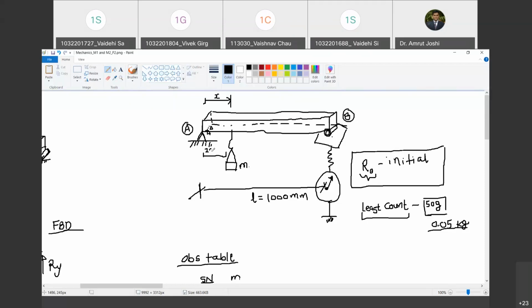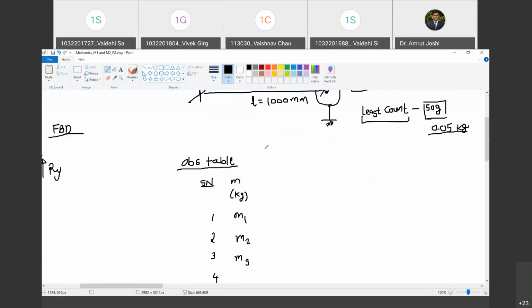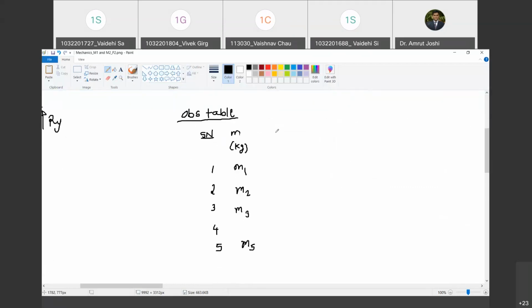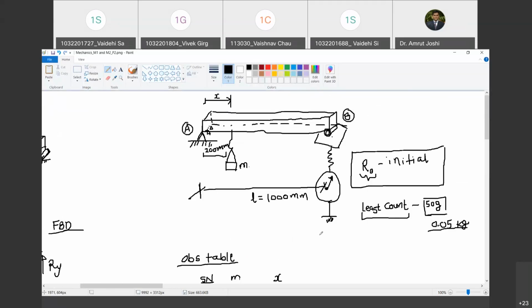In how many multiples can it change? 200 mm. Because I have made the arrangement to place the hook at every 200 mm. Are you with me? Yes, sir. Therefore, in each reading, this x will be written in terms of meters. So you are going to have 5 readings of x, x1, x2, x3, up to x5. Happy? Yes, sir.